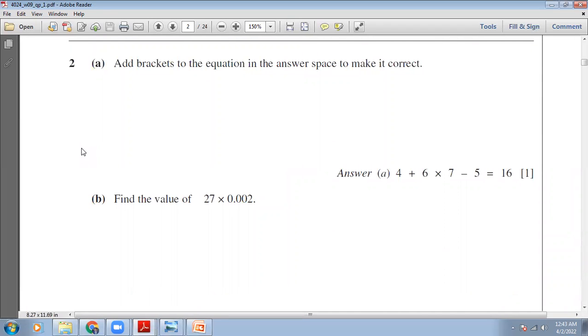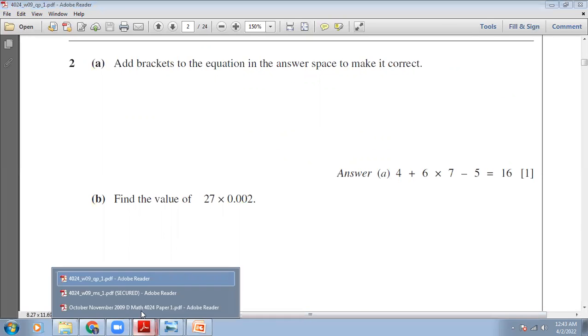Okay, add brackets to the equation in the answer space to make it correct. So we want the answer 16. So 4 plus 6 multiply 7 minus 5. Where should I add a bracket so that the answer of this expression becomes 16? I can immediately tell you, put a bracket around 7 minus 5, because 7 minus 5 will be 2. 2 multiplied by 6 will be 12. 12 plus 4 will be 16.